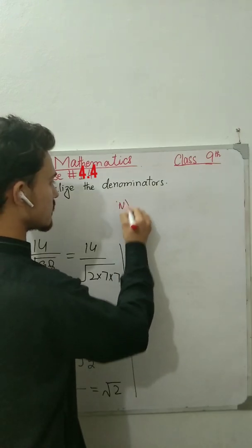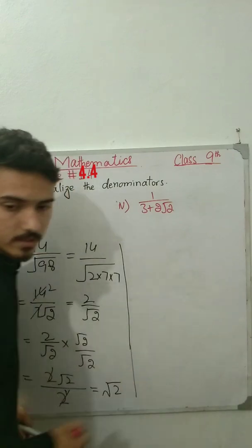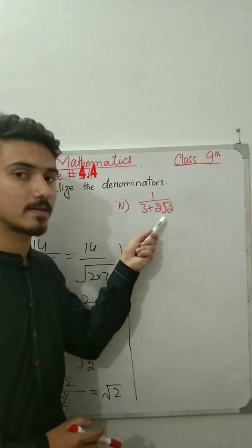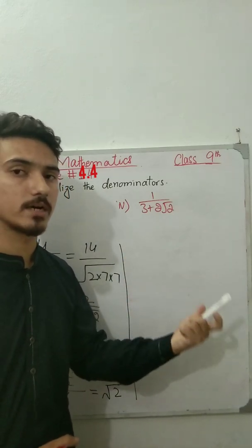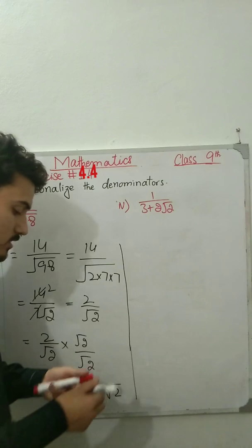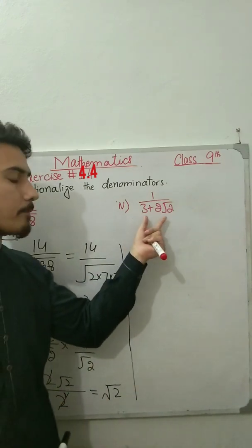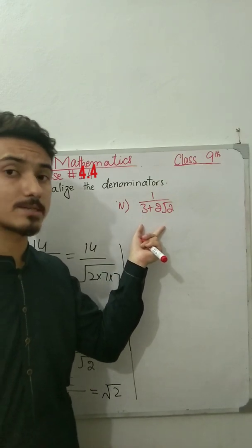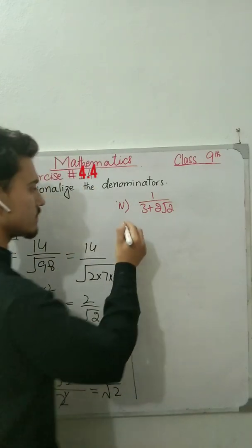The fourth part is 1 over 3 plus 2 under root 2. We need to solve it. Again, we got a radical sign as a denominator. We need to remove it, and the best way is to rationalize it. So I'm going to rationalize this question. Whenever you get two values or a pair of numbers as a denominator, the process of rationalization changes a bit. Just focus here.